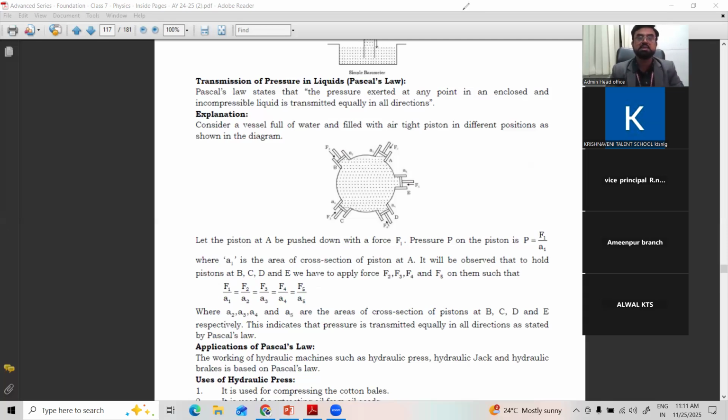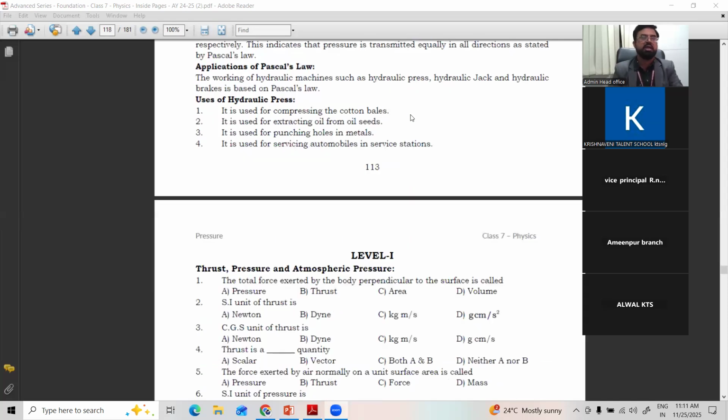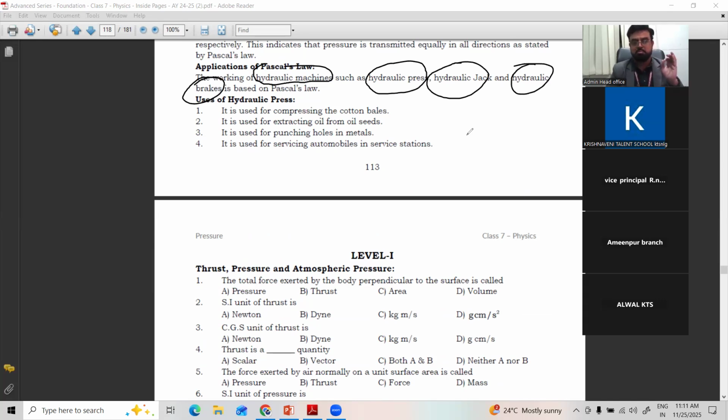So where can we see this? What are the applications of Pascal's law? Means where this law is applicable in our day-to-day life. The working of hydraulic machines, such as hydraulic press, hydraulic jack, hydraulic brakes. Hydro means water. Hydraulic means water pressure. Hydraulic machines like the hydraulic press are used to crush cotton seeds and oil seeds. From seeds you can get oil by using the water pressure.